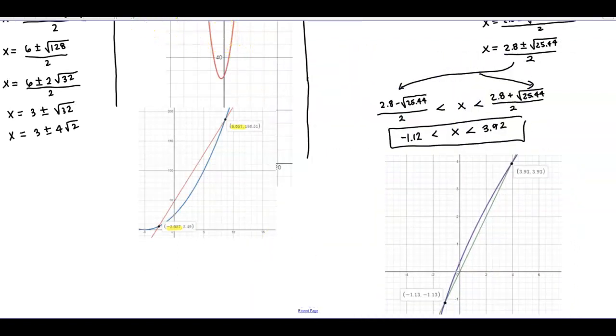Okay, so let's take a look at the values for x here. We can see that x is going to be in between negative 1.12, which is negative 1.13 here, and then we have 3.92, and there's 3.93.